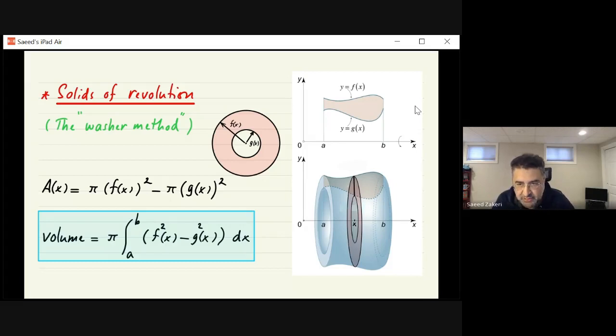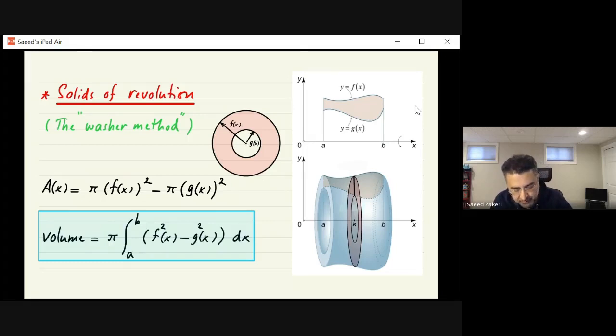And therefore, the general principle that the volume is the integral of the cross-sectional area in this case reads, volume is the integral of this function. Of course, I can factor the pi, and since it's a constant, I can put it outside. So the formula reads, volume is equal to pi times the integral from a to b of f squared minus g squared dx. So I have to take the upper function, square it, and then subtract from it the square of the lower function, and then integrate that and multiply the answer by pi.